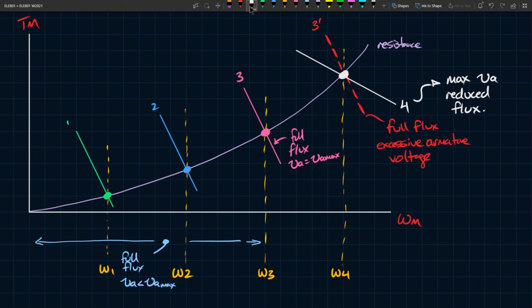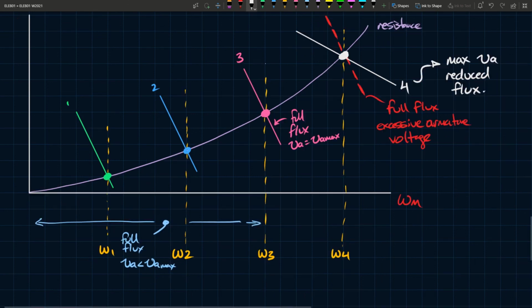It depends which way you're looking at it. In this case, you're decreasing the characteristic, but in the other case, it depends on how torque and speed are related, whether they're on the X and the Y. But in any case, you want to adjust the slope so that it meets the resistance at omega 4, and we call this field weakening.